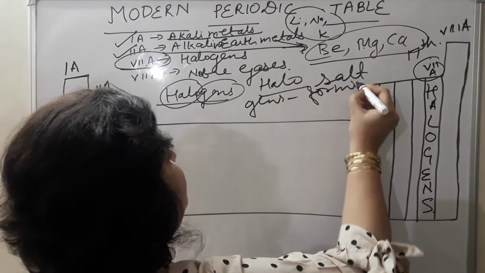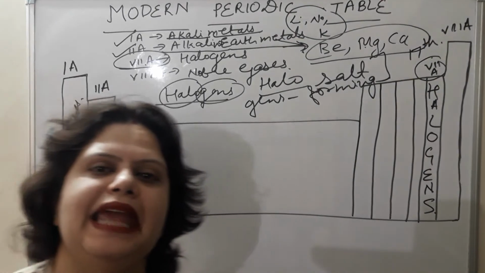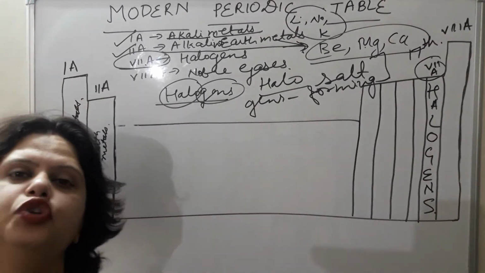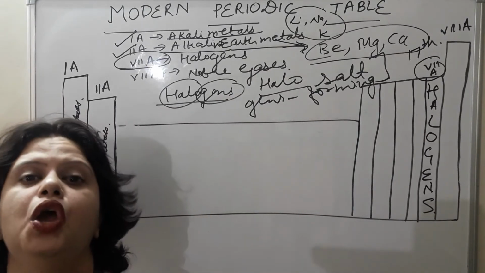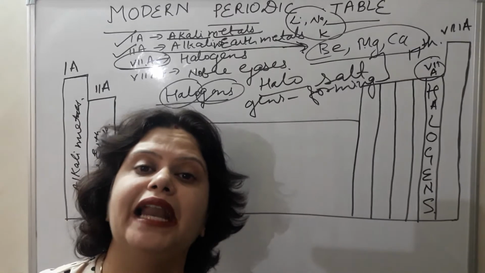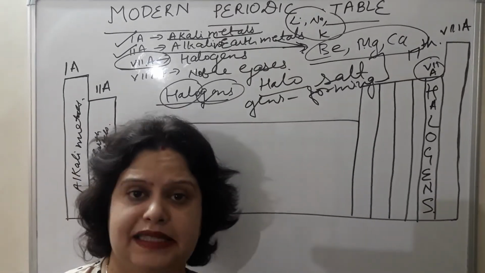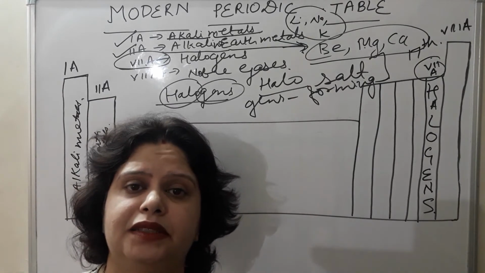So these are salt forming elements which are highly reactive in nature. Halogens are salt forming elements which are present in group 17 of the modern periodic table. These are highly reactive non-metals. Why am I using the term highly reactive non-metals?